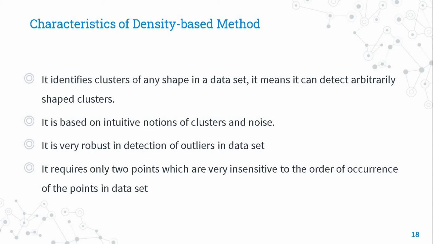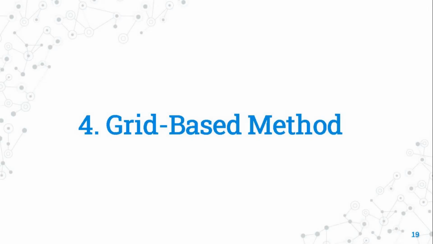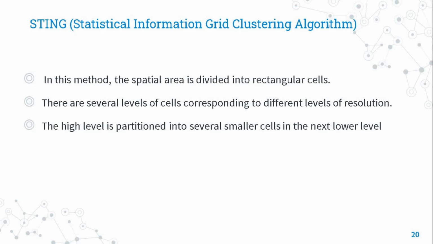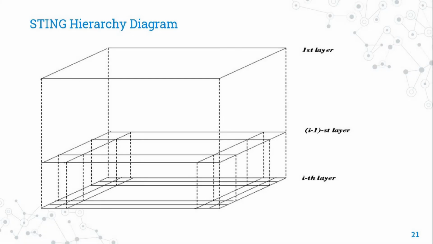And number 4, the grid-based method. STING, or the Statistical Information Grid clustering algorithm. In this method, the spatial area is divided into rectangular cells. There are several levels of cells corresponding to different levels of resolution. The higher level is partitioned into several smaller cells in the next lower level. So this is the diagram of the STING hierarchy. We have here the first layer, and so on.